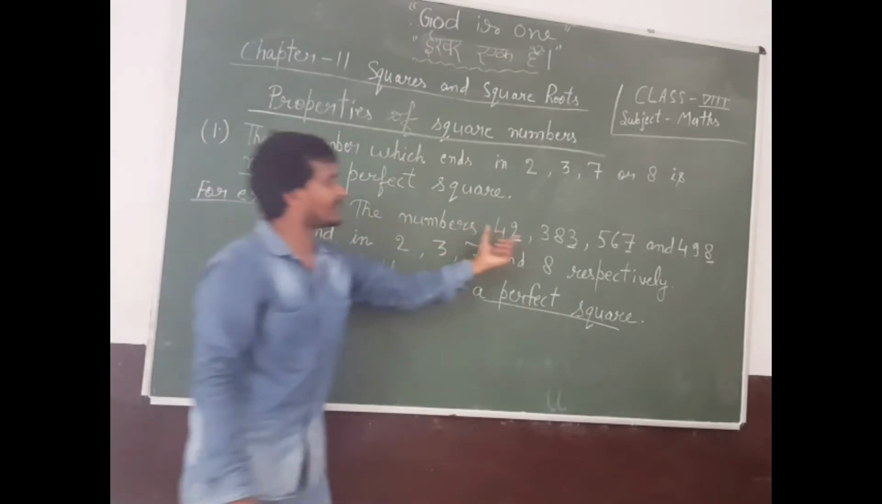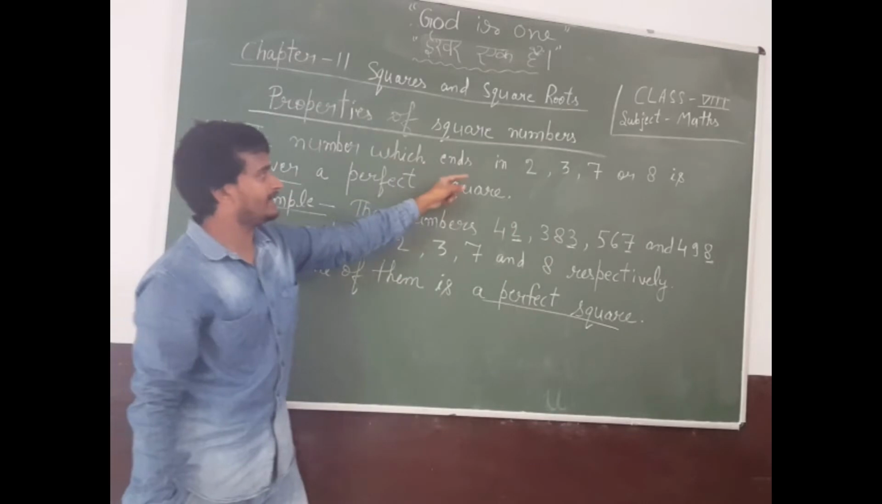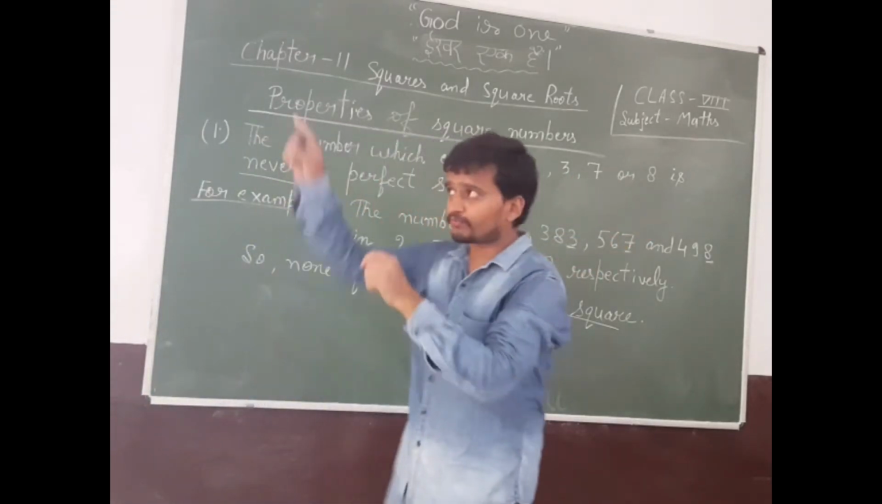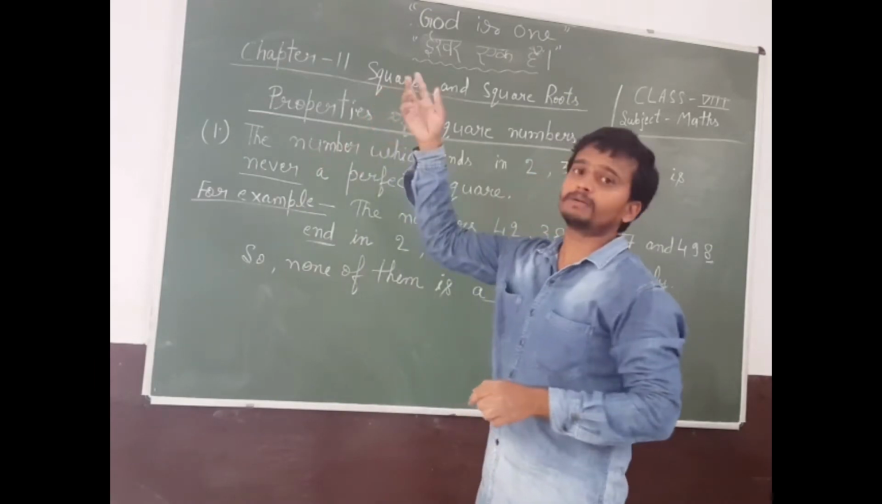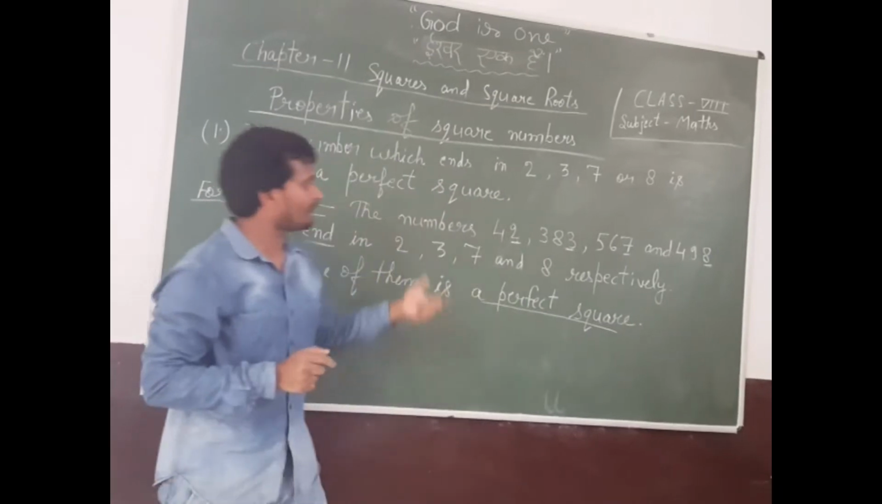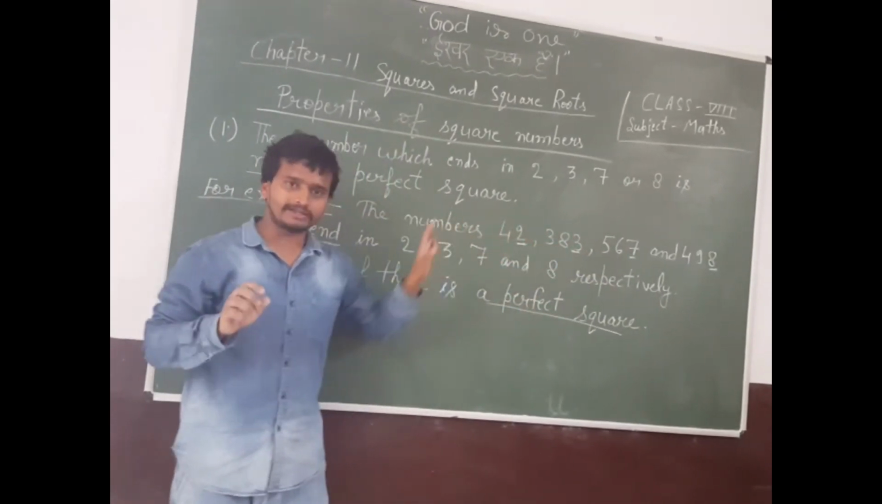So these numbers are not perfect squares because they end with these digits. So we can easily find, without doing prime factorization, with the help of this property, whether a given number is a perfect square or not.